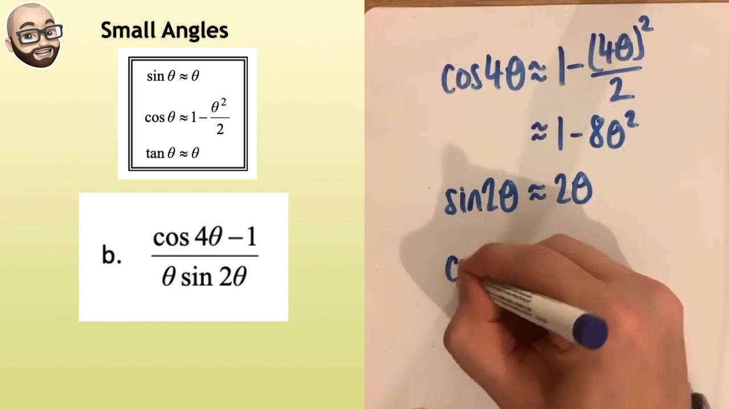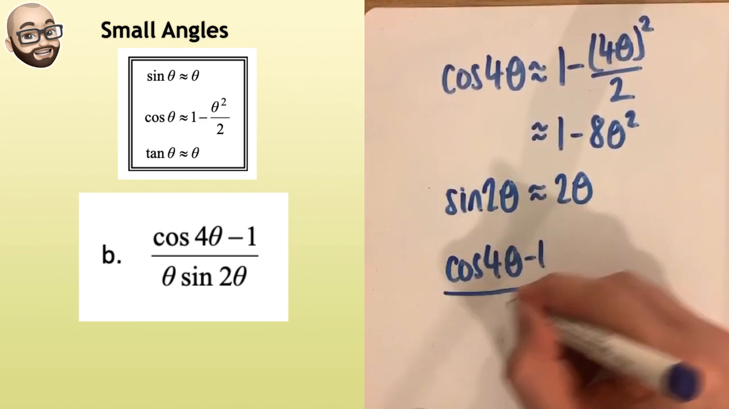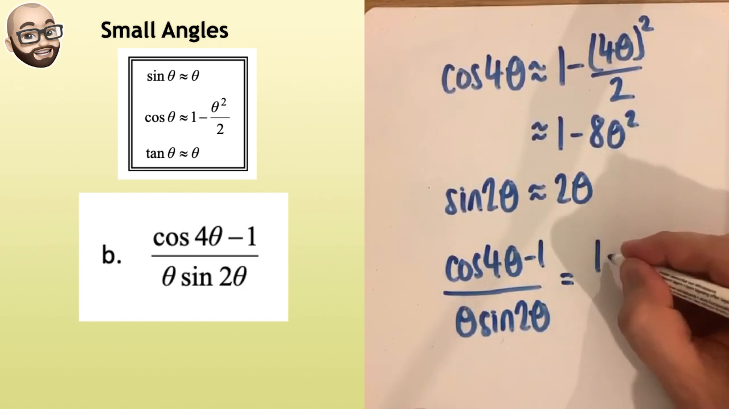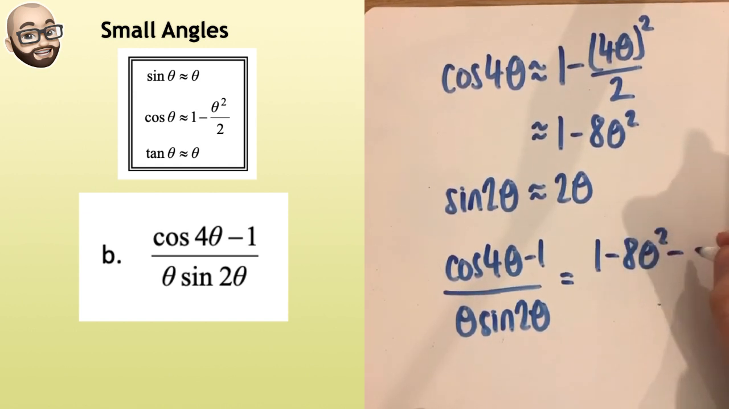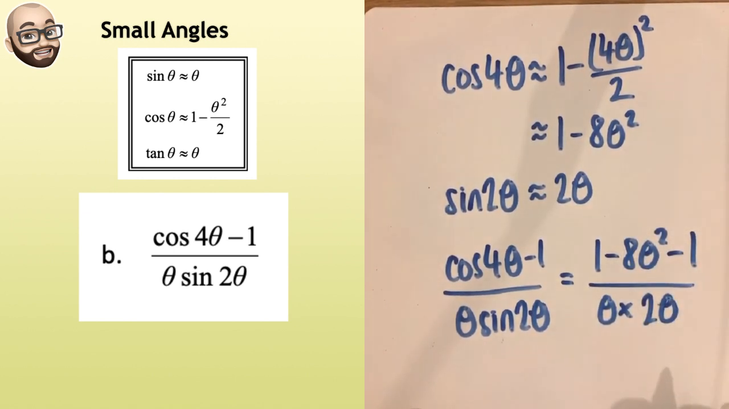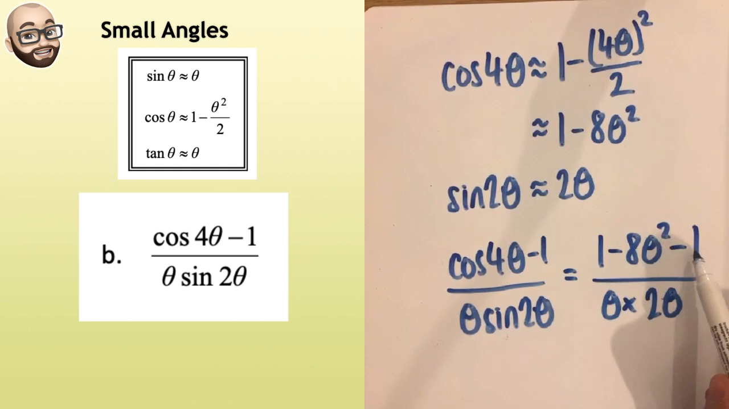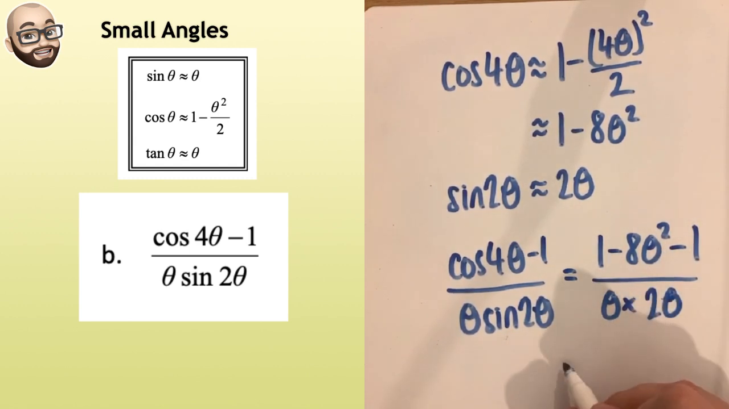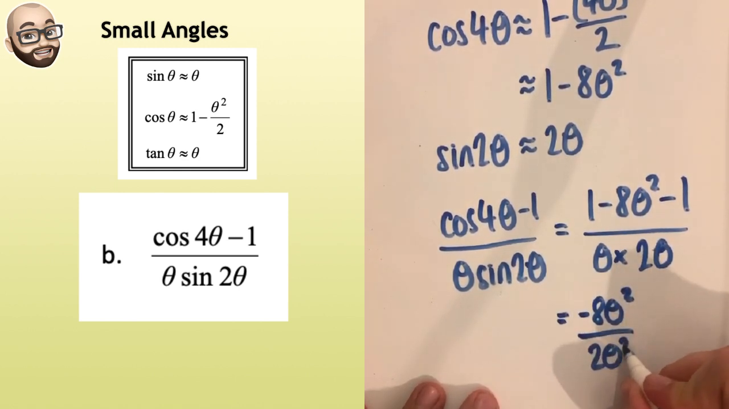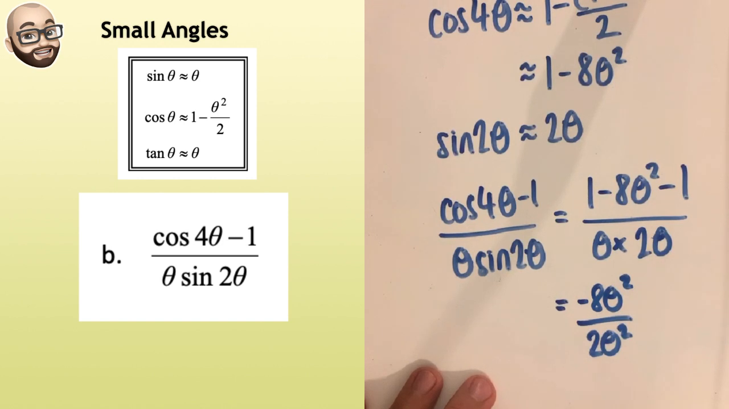So now then, when we substitute that in, we get 1 minus 8 theta squared minus 1 over theta times by 2 theta. So we've got 1 minus 1, that's gone. At the top we're just going to have a minus 8 theta squared. At the bottom we have 2 theta squareds. The theta squareds would cancel out. Minus 8 divided by 2 is minus 4. So my approximate value for this one would be minus 4.